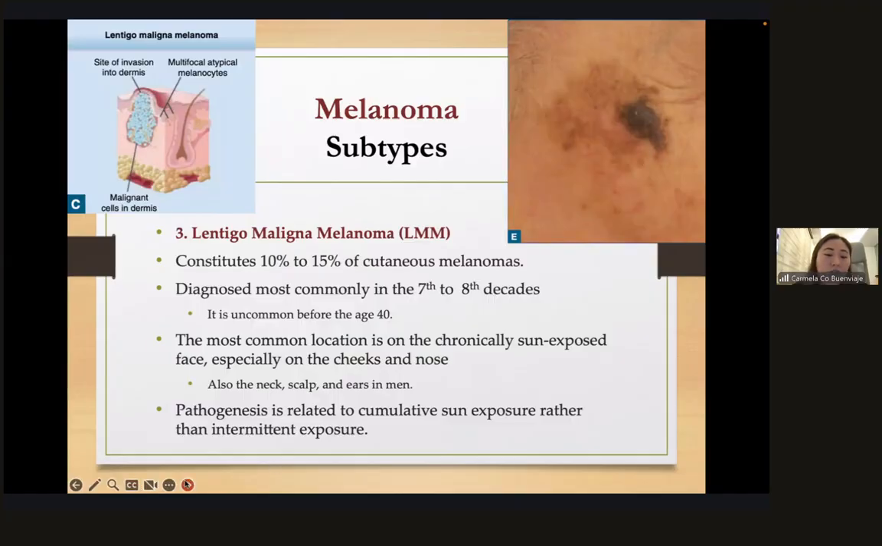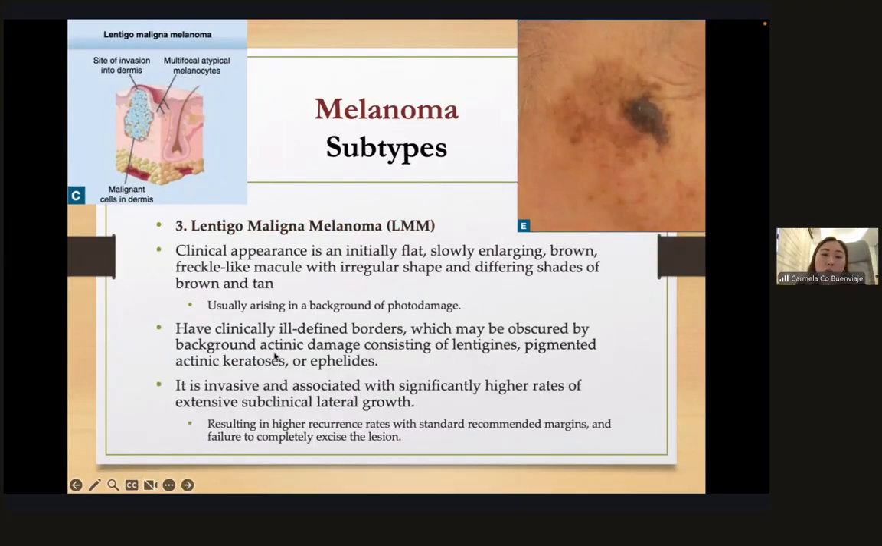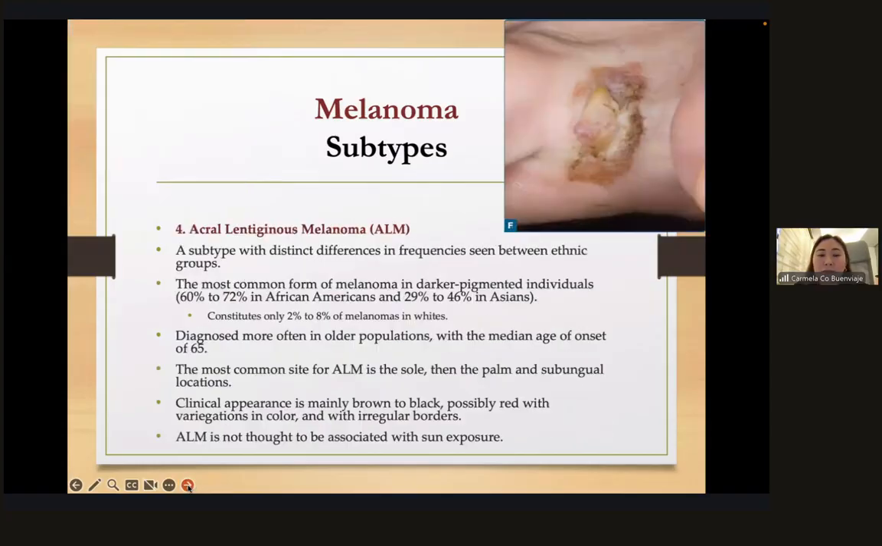So, cumulative sun exposure. Clinical appearance is initially a flat, slowly enlarging, brown, freckle-like macule with irregular shape and differing shades of brown and tan, usually arising in a background of photodamage. It has clinically ill-defined borders, which may be obscured by background actinic damage, consisting of lentigines, pigmented actinic keratosis, or ephelides. Okay, so it is invasive and associated with significantly higher rates of extensive subclinical lateral growth.